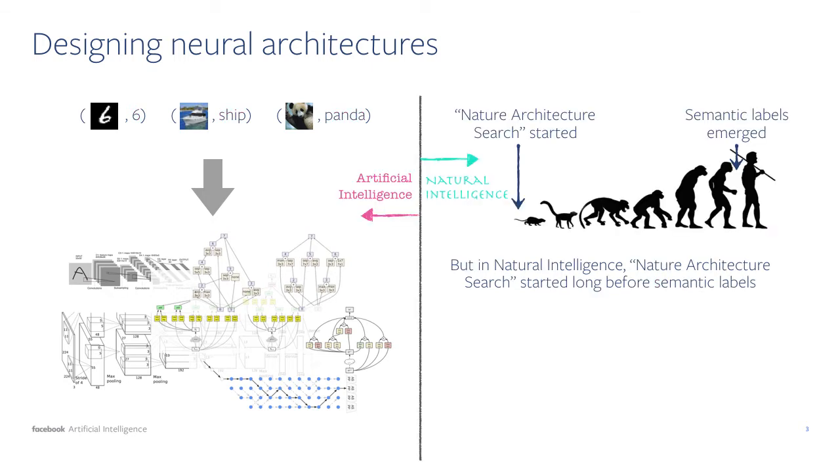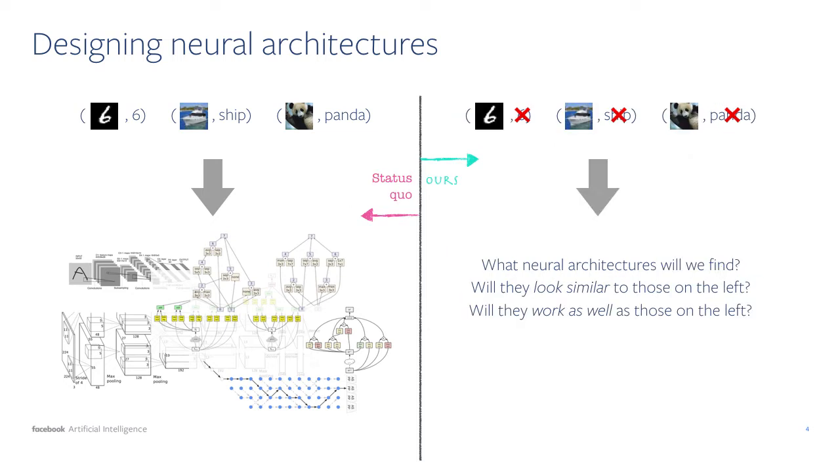But are labels necessary? If we look at natural intelligence, the process of nature architecture search started long before semantic labels emerged. So it is conceivable that unlabeled data played a crucial part in the development and evolution of our brain structure. With this project, we want to see if we can observe something similar on the artificial intelligence side. If there were no semantic labels, what neural architectures will we find? Will they look similar to what we have, and will they work as well?